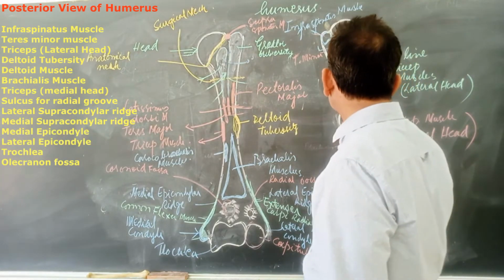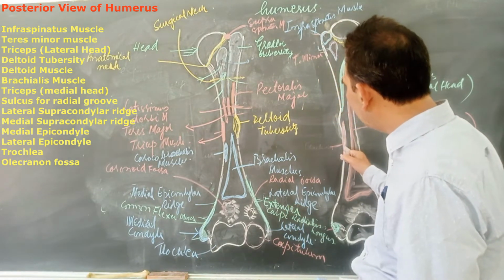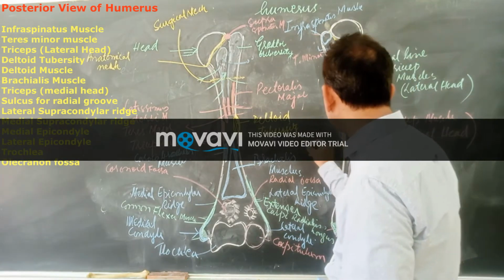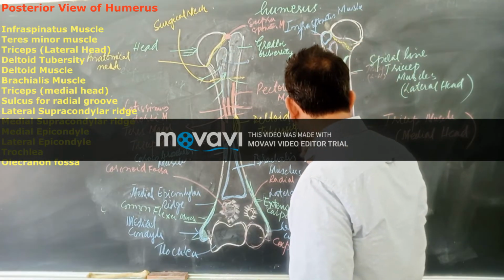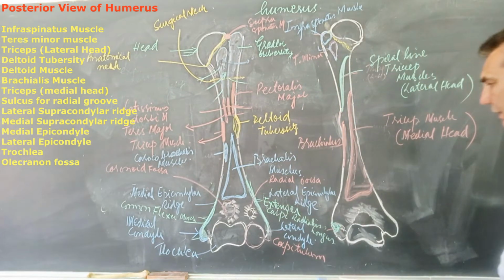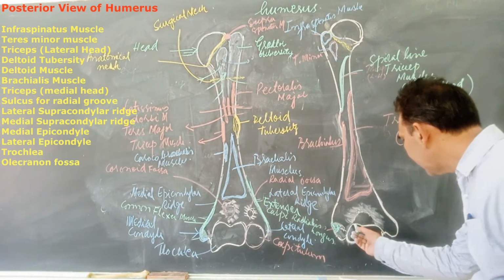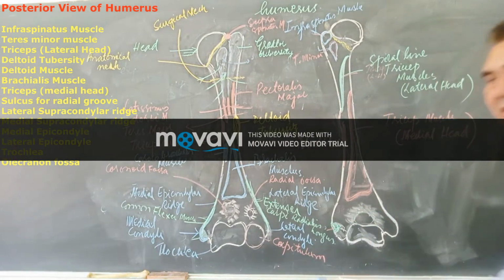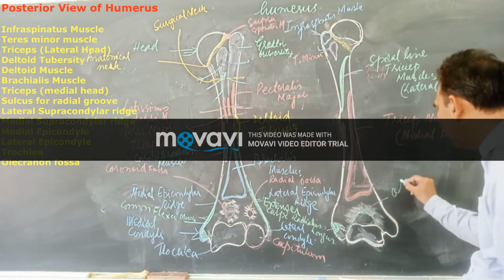On the lateral side of the shaft of the humerus bone, just below the deltoid tuberosity, is an attachment area on the medial border, and this is for the brachialis muscle, which is attached over here. Now again, on the posterior side, at the lower extremity, only one fossa is seen here, and this fossa is called the olecranon fossa.